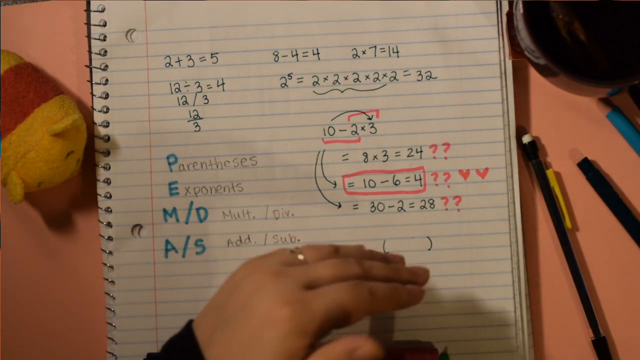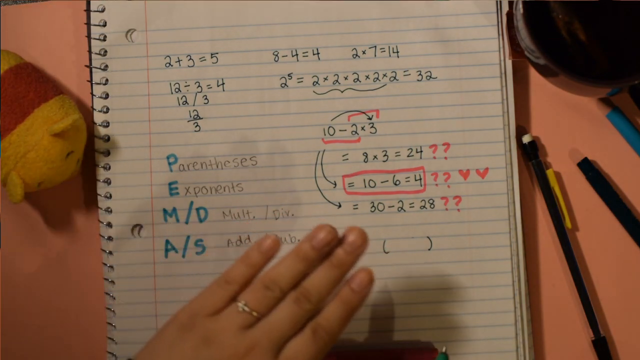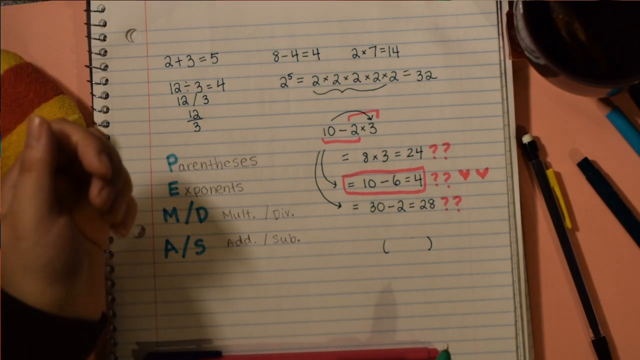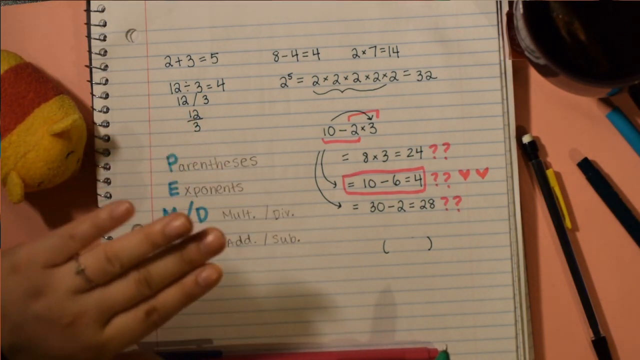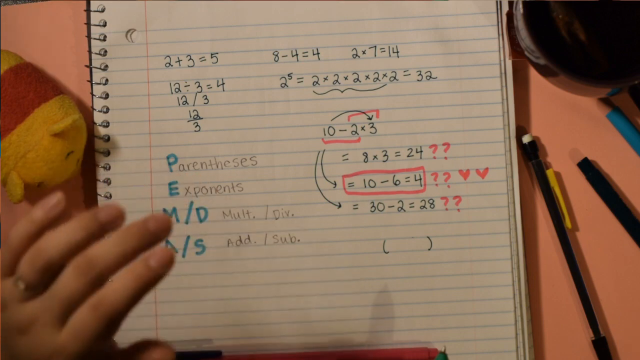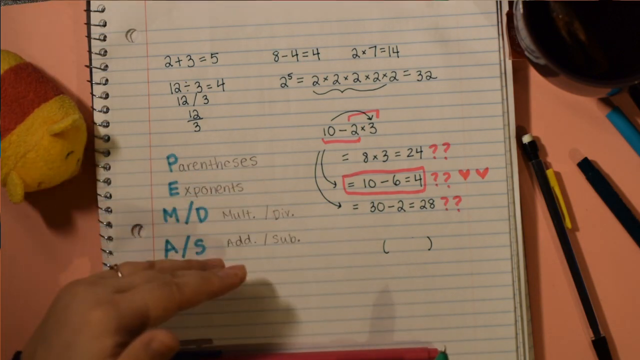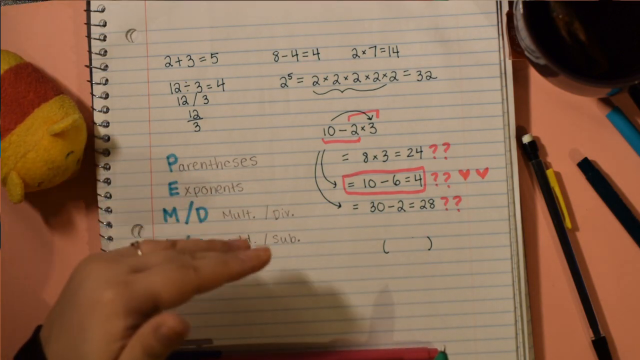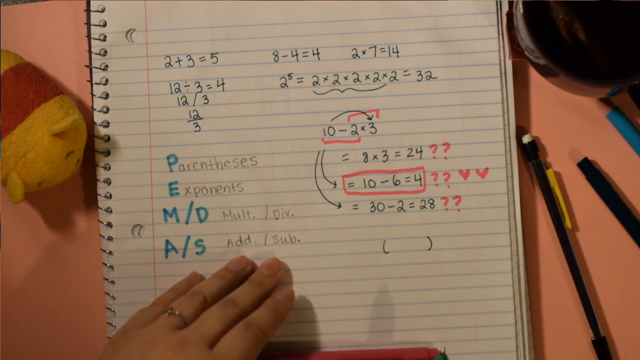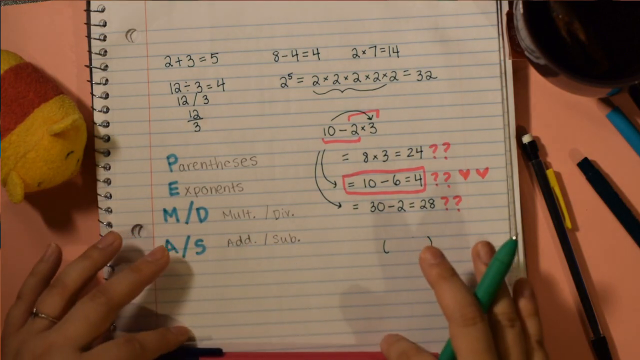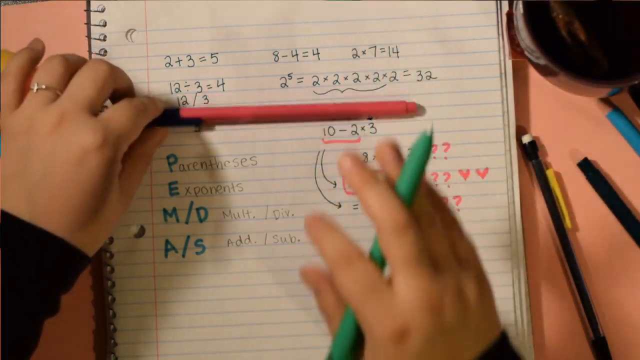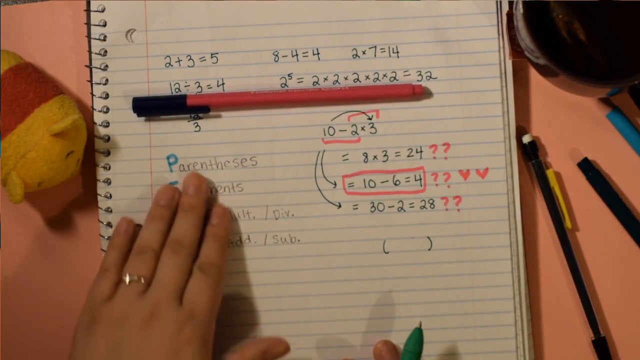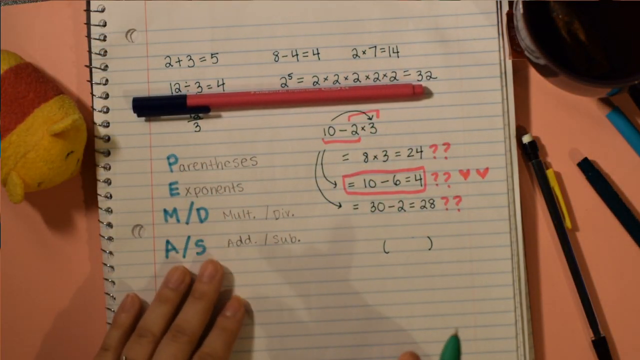In one layer from left to right, okay? But here you could see after exponents would come multiplication and division, and then lastly comes addition and subtraction. Okay, so with parentheses, let's try one with parentheses.